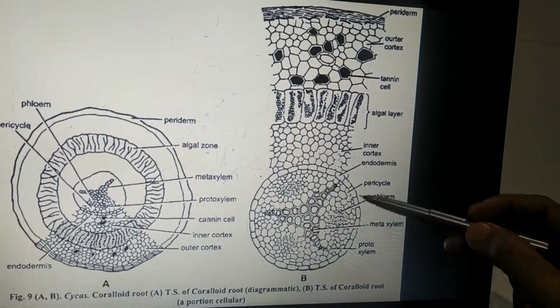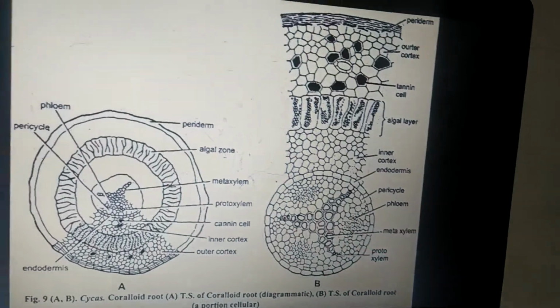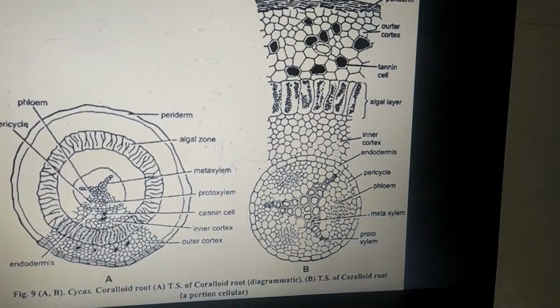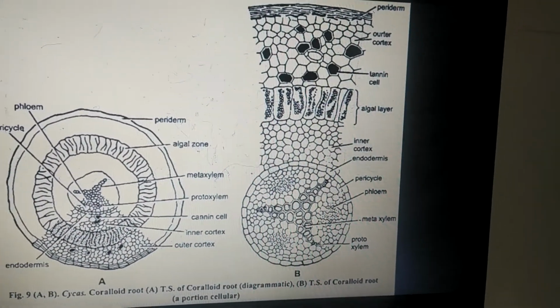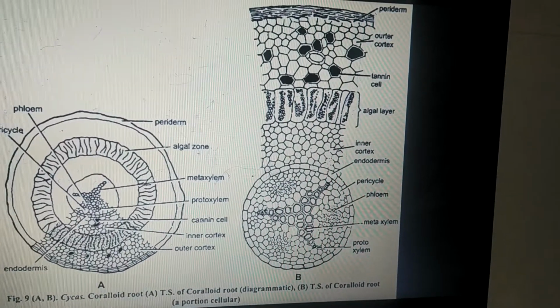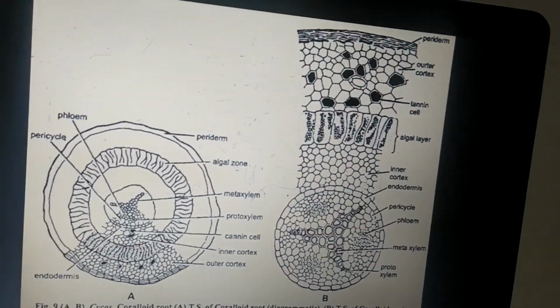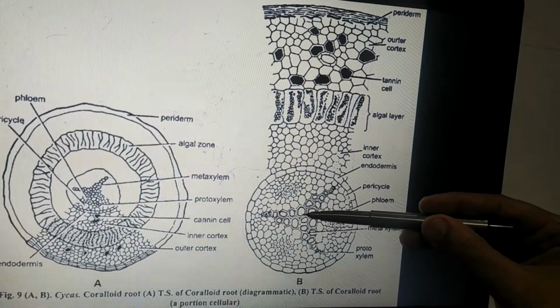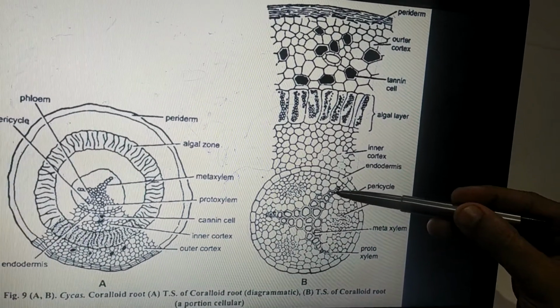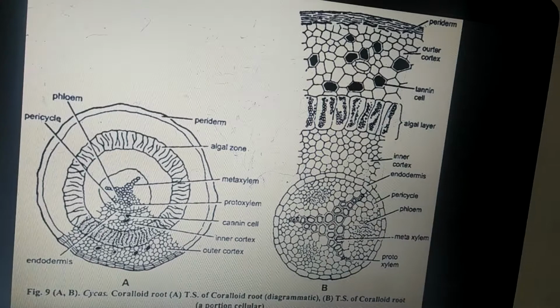We can make out here xylem followed by phloem. There is no pith, so it is a protostelic type. Here the xylem is triarch and exarch. Exarch, as we all know, means the presence of the metaxylem in the center and protoxylem at the periphery. This is the exarch type. Now what is triarch?